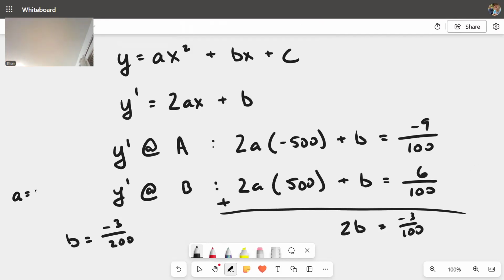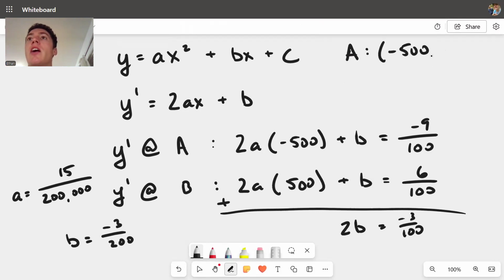And we're off to a messy start in solving this, and I'll save you a little time because I solved this earlier. I trust you can solve this system of equations to get A, and we would get 15/200,000. So we're almost there. We just need C. And to find C, you can do exactly what we did before, which is plug in either A or B, and we can use A, which is -500, comma 45, and solve for C, and you would get that C is equal to 18.75. So we have A, B, and C.